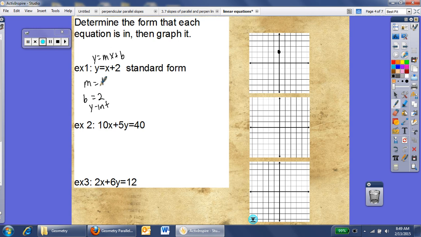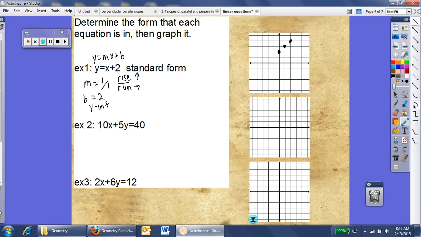And using the slope of 1, written as a fraction, this is 1 over 1, meaning we rise 1 and we run 1. So we're going to go up 1 and over 1, up 1 and over 1. Connect your points, and there's your line.